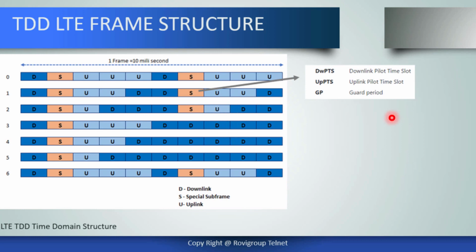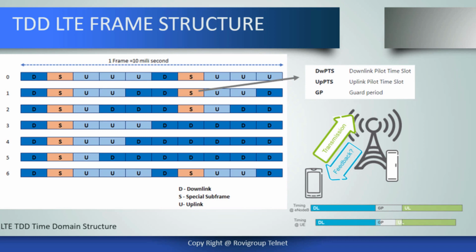The special subframe consists of the downlink pilot time slot, the uplink pilot time slot, and a guard period between them. So here you can see the timing at the eNodeB. This is the downlink pilot time slot, this portion is the uplink pilot time slot, and this is the guard period. And this is the timing at the UE side. The guard period is used so that no overlapping occurs between the downlink and the uplink. Otherwise, the information that would be retrieved would be interfered with.